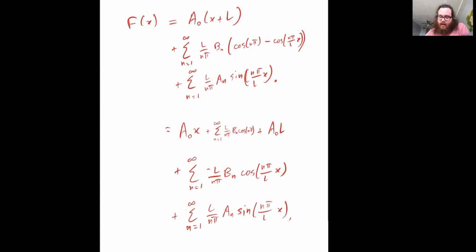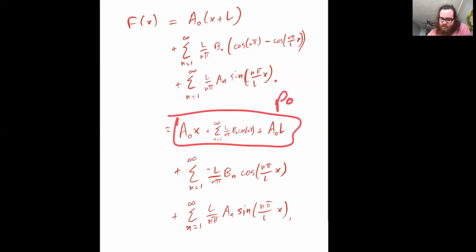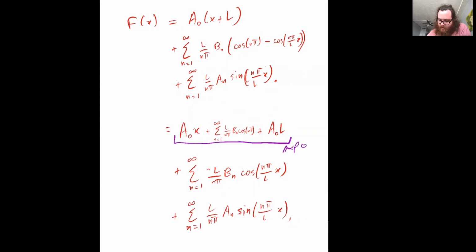So at least written in this way, maybe a little more explicitly, this bit or some combination of those, that's going to be the polynomial piece. Actually, let me write it this way. So this right here is roughly the polynomial. This right here is roughly the Fourier series, or a Fourier series. Okay, so up to a polynomial.